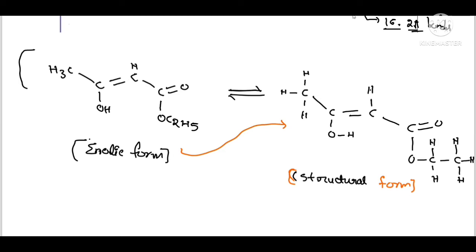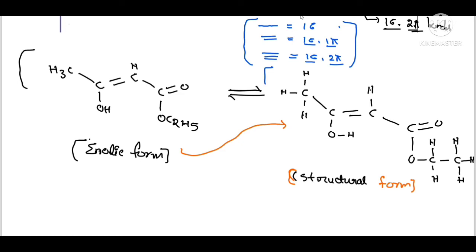Okay, now let us try to calculate the number of sigma bonds and pi bonds. Previously we learned that one line indicates one sigma bond, and two lines, that is a double bond, indicate one sigma and one pi bond. Three lines, that means a triple bond, indicate one sigma and two pi bonds. Now let us calculate the number of sigma bonds and pi bonds in the given compound.